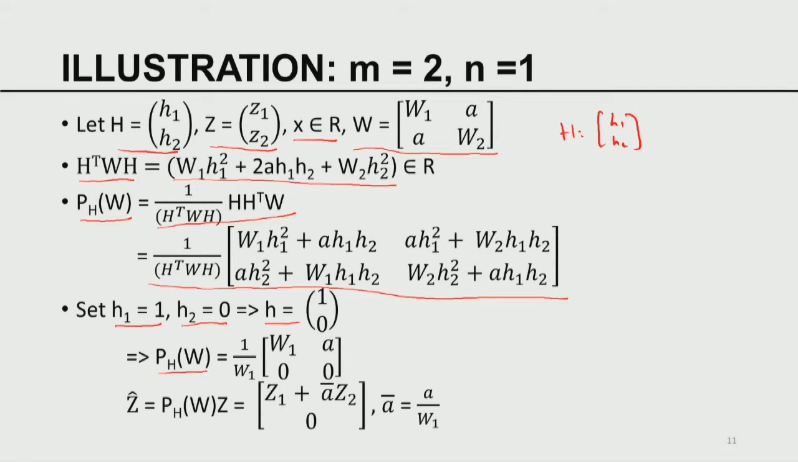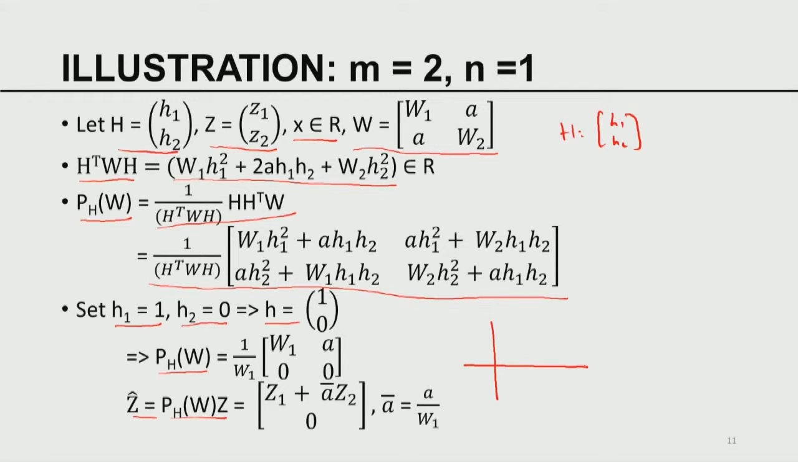In this case your projection matrix becomes the one that is given here. The projection z hat is given by P_H^W z, which is given by z1 plus a bar z2, where a bar is a by w1, and this is something we have already seen in the very first opening example of an oblique projection. So what is it that we have shown? If there is a weight matrix, the resulting projection is not an orthogonal projection, and that is the conclusion that we have. Why is this not an orthogonal projection?